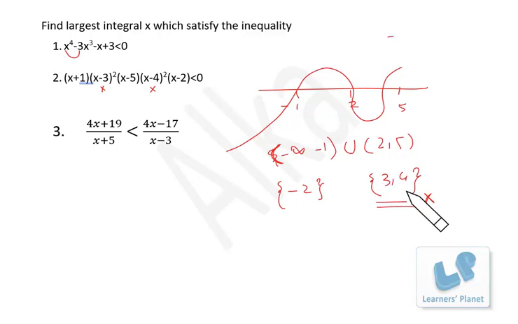Right? After that, the largest integer will be less than minus 1, and it should lie between minus infinity and minus 1. So the largest one is minus 2. Okay, so the largest integer which satisfies this inequality is minus 2. Clear?